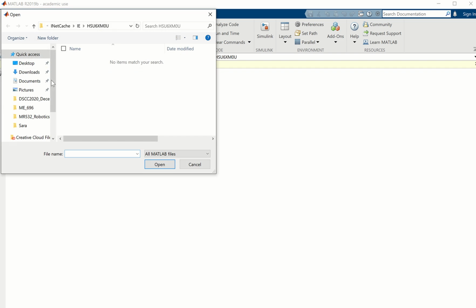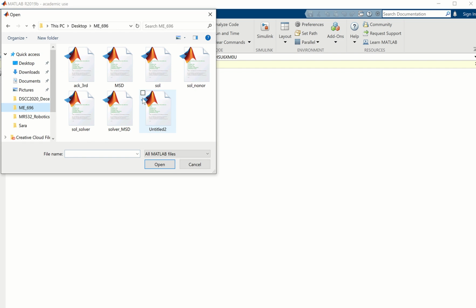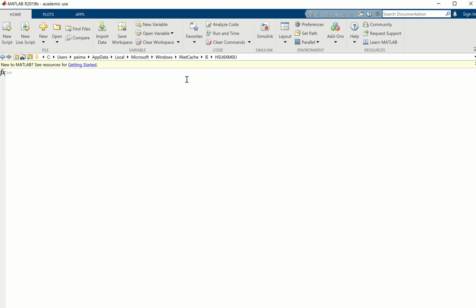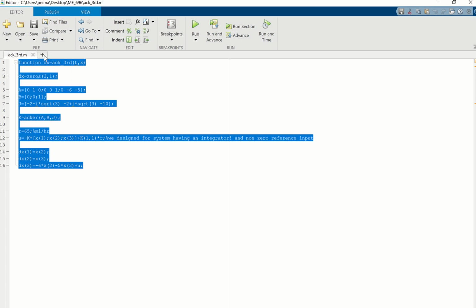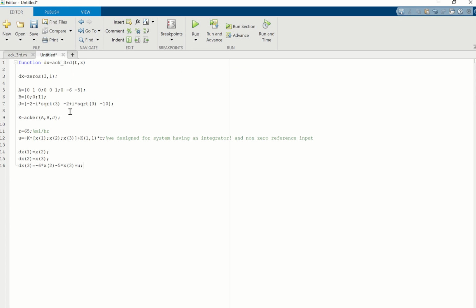So if I open it, the previous class was Ackermann third, that's right, if you remember. This was a third order system in the previous class, part 14 in the MATLAB. So I'm going to just copy and paste, because if you have a second order system, I say Ackermann second, this is a second order system. I'm going to write here, please do it at home with me, this system has no integrator. We want to examine that, okay?